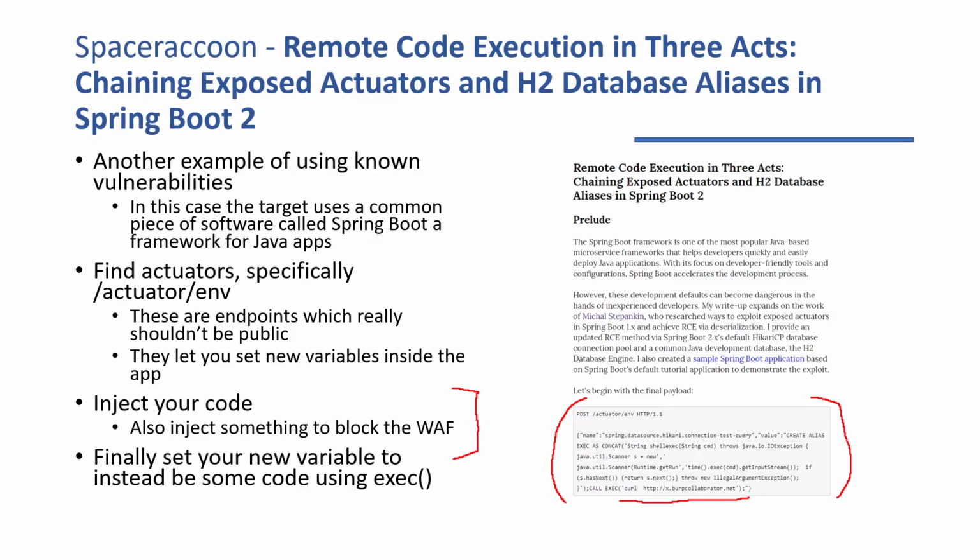once again, Burp Collaborator, but also this whole create alias s as concat. He's put in a payload that will block the firewall. So I thought that was super interesting. And then finally set your new variable to instead be some code, and then that is executed using exec, which is the Java version of exec, like in PHP, that we saw before. So here what we're doing is we're sending something to our Burp Collaborator instance. So pretty good. Exfiltrating data. Burp Collaborator is used quite a lot in RCE stuff, just because it's really easy to exfiltrate data from it. I'm going to do a bit about it on some videos coming out, so don't worry.